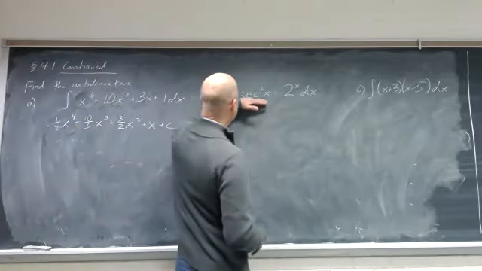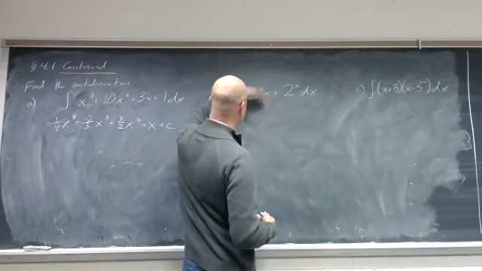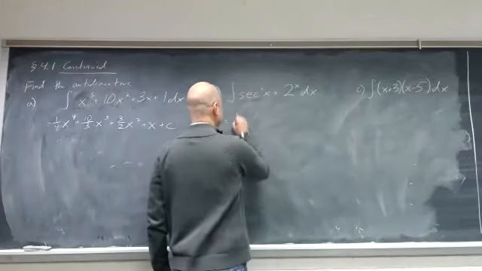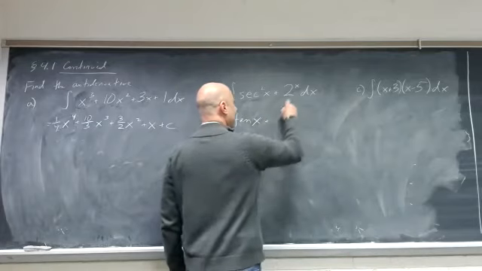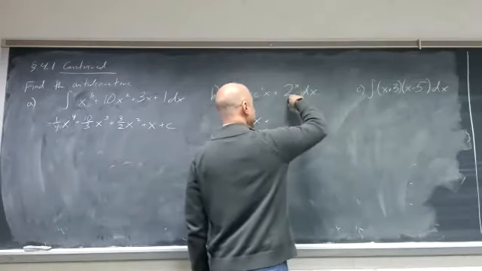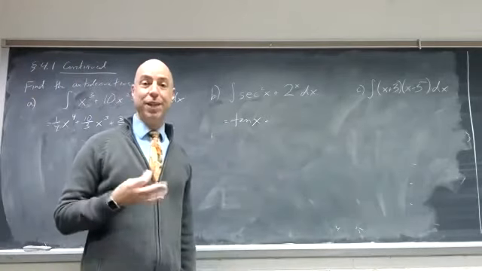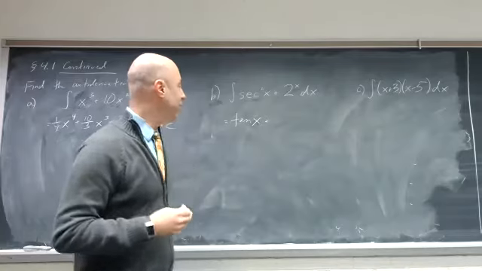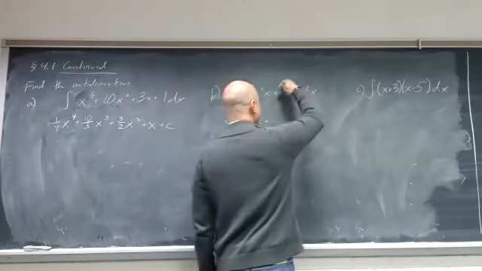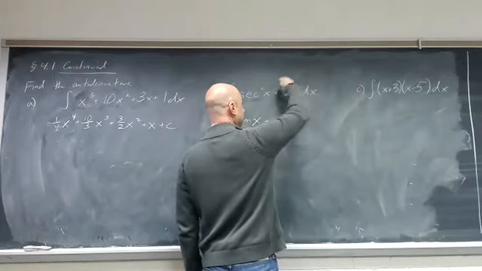Okay, so secant squared, we know that the derivative of tangent is secant squared, so the antiderivative of secant squared is tangent. And we have to be a little careful with this one. We look at that and we say, that's not a power function. That's an exponential function. The variable is upstairs in the exponent. So we're going to use the antiderivative rule for exponent functions.